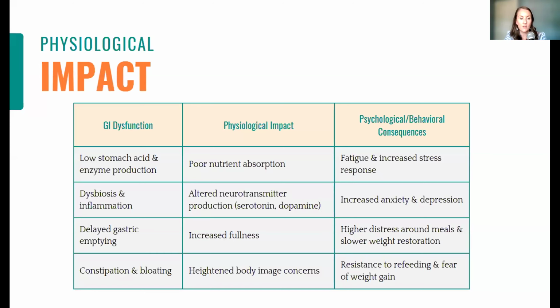But let's chat about this for a second because I think oftentimes when I mention this, people get really confused. Oh, my client has acid reflux. There's no way that they could have low stomach acid. But I'll tell you that, of course, every client is individual.